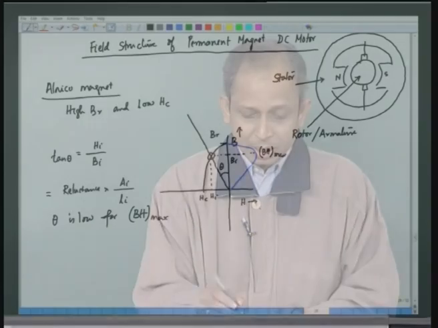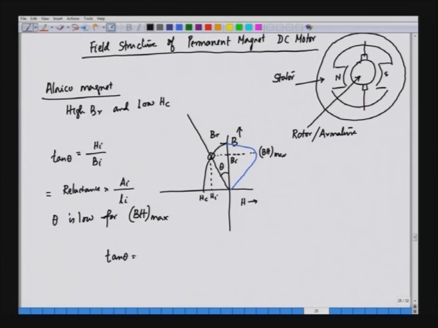Let us see that we have this expression: tan theta is the reluctance into Ai by Li. Now, the reluctance of the air gap is a constant parameter. We cannot change this air gap length; it is almost constant. So, what we can do here is play with the magnet size. Ai is the cross sectional area and Li is the length of the magnet. We can choose Ai and Li in such a way that theta is a low value.